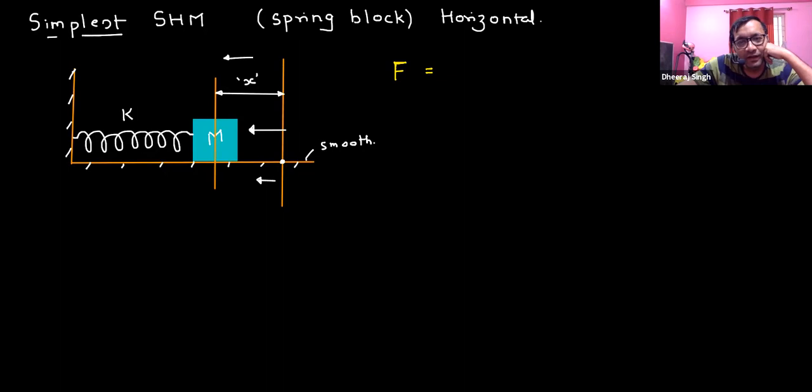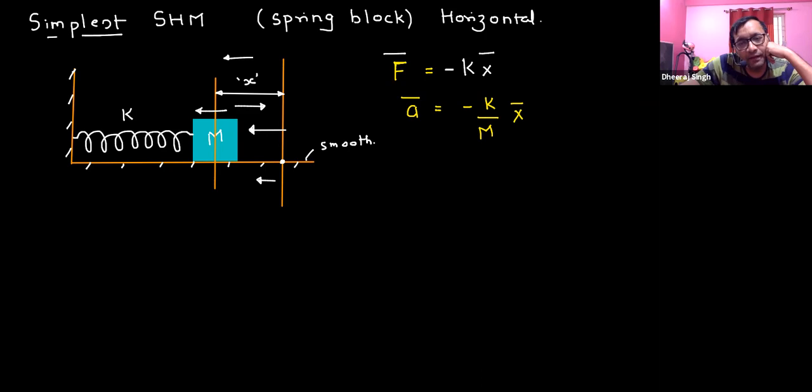KX. X is this way, but the force is in the opposite direction. So if you write it in vector form, it'll be a minus sign over here. If this is the force, acceleration is minus K by M times X.